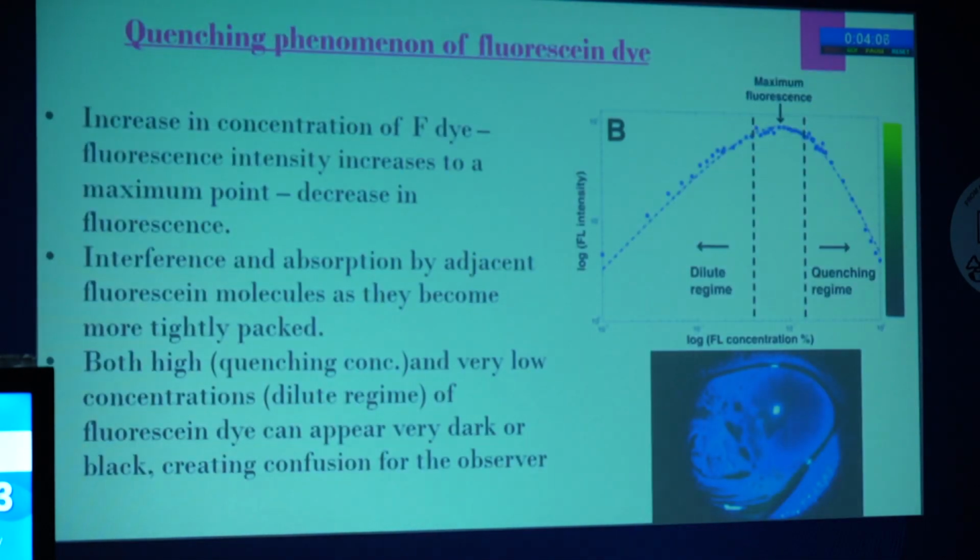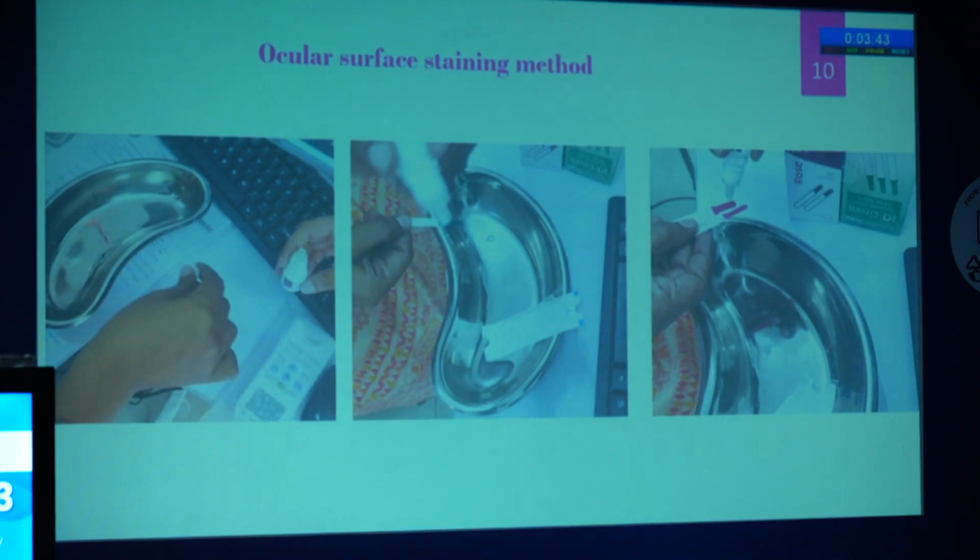There is something called the quenching phenomenon of the fluorescein dye. As we keep on increasing the dye concentration, the property of fluorescence also increases, but only up to a certain extent. Beyond that, the dye starts appearing black. So if we are using a very low concentration of fluorescein or a very high concentration, probably we will not be able to see the proper staining pattern. Normally, it is the excess of dye which is a problem with fluorescein, and it is the lesser dye which is a problem, especially with rose bengal and Lissamine green also.